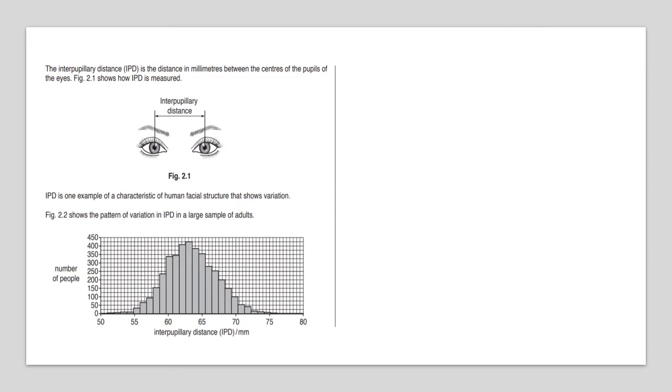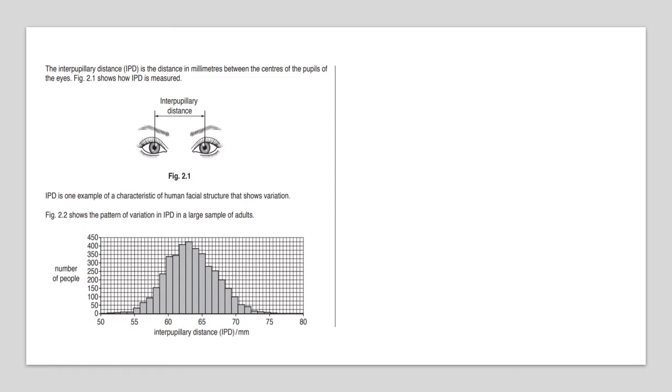Okay, so over here it says the interpupillary distance is the distance in millimeters between the centers of the pupils of the eyes. And then figure 2.1 shows us how the IPD is measured. So you can see over there. And IPD is one example of a characteristic of human facial structure that shows variation.